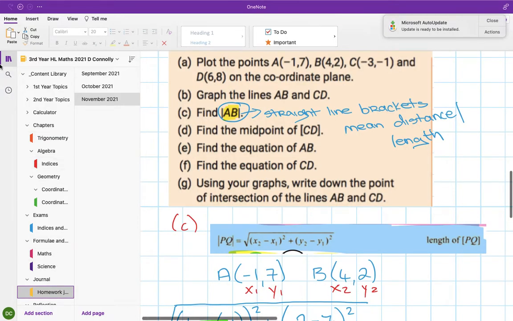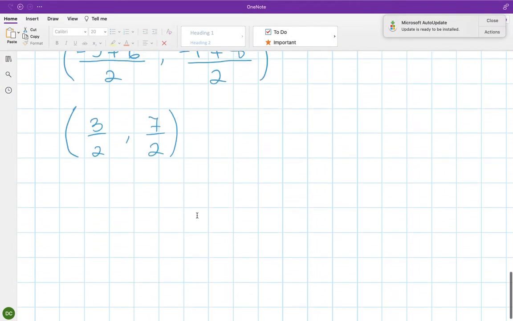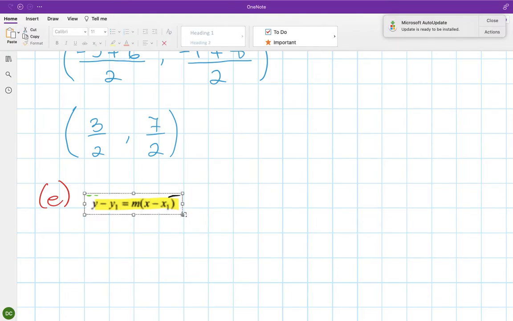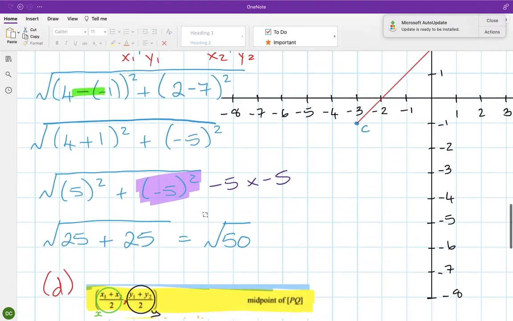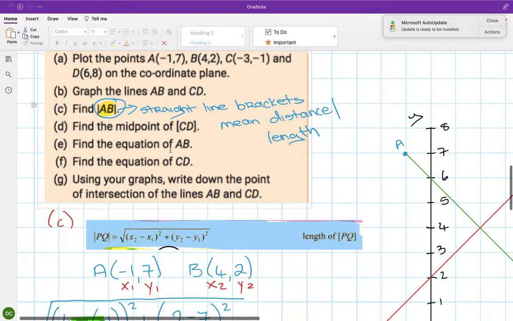Sorry, homework. So this is part E. I'm going to put in my formula. To fill out this formula, we need two things. We need a point and we need a slope. Okay? So, this is part E, so we're looking for the equation of AB.